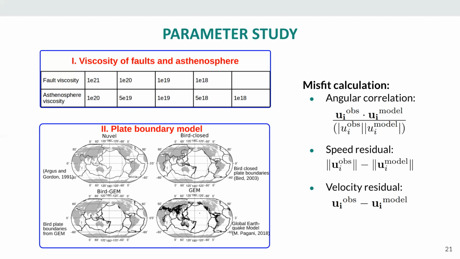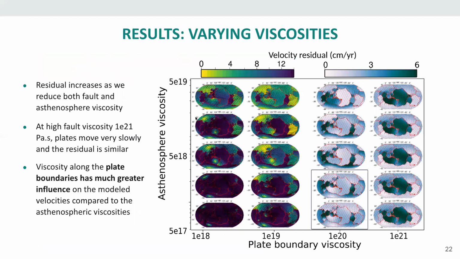So for our first parameter study with just viscosity of faults and asthenosphere, we fix a plate boundary model. So here we use the Bird closed boundary model, and we change the plate boundary viscosity. From left to right, we increase the plate boundary viscosity, and from bottom to top, we increase the asthenosphere viscosity. And notice that I'm using two color scales, but in both color scales, the lower values or the lighter colors represent regions that have good fit with GPS values.